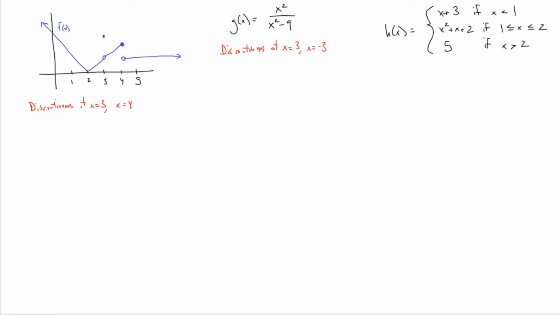First of all, to the left of 1, it's a line. It's the polynomial x plus 3. And so if you asked, is it continuous at x equals negative 47? Sure it is. It's the line x plus 3 at negative 47. Similarly, between 1 and 2, it's a parabola, which is a polynomial. And so it's continuous between 1 and 2. And the same thing, greater than 2, it's continuous as well. It's the polynomial, the constant function 5.